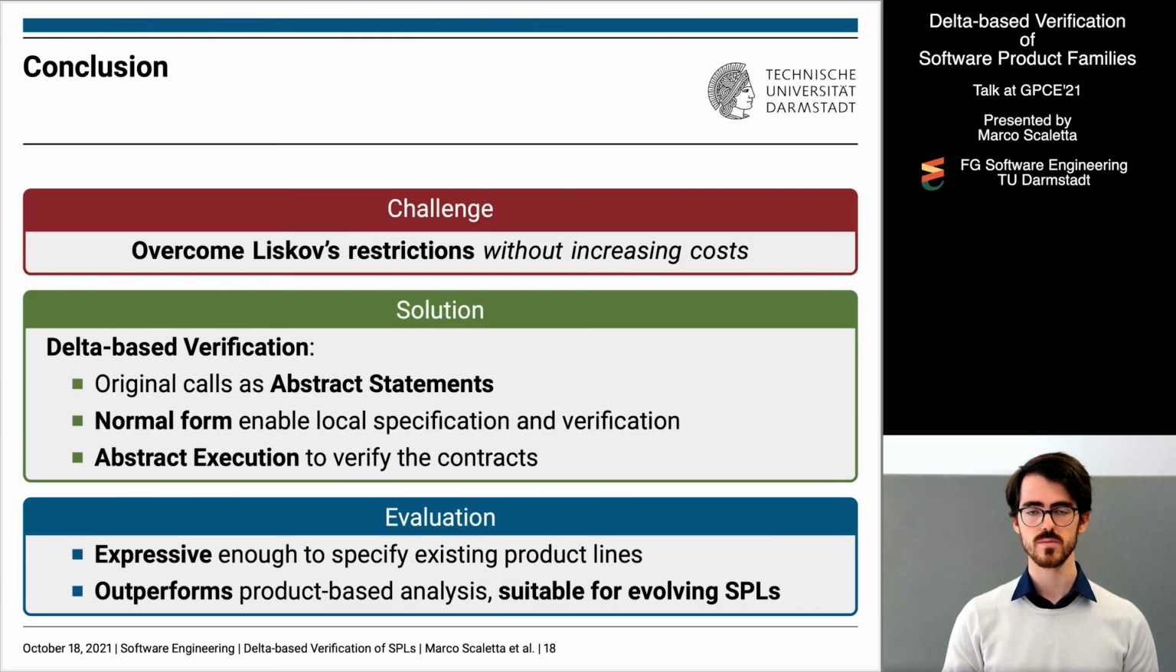So, to conclude my talk, I will recap the challenge, which was to overcome the Liskov restriction without increasing the cost, so that we are able to change behavior while applying deltas, and our solution is delta-based verification. We represent the original calls as abstract statements, and by using a normal form, we are able to locally specify and verify modifications. To do so, we use abstract execution in order to verify the contract, and also to prove that the transformation rules to refactor methods that are not in the normal form but can be refactored into normal form are correct.